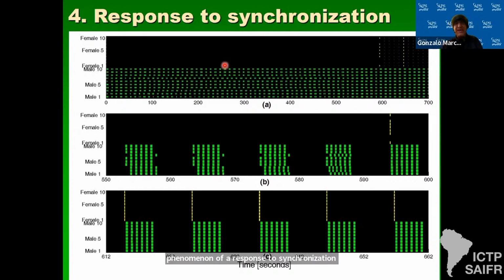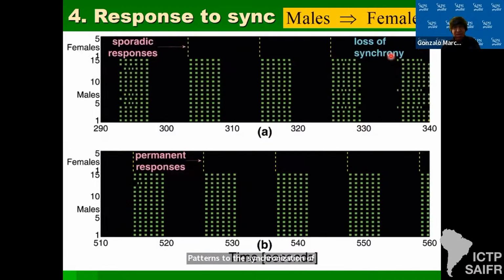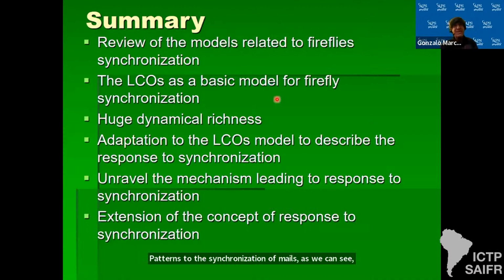We can see that it works for any number of males or females. As we can see here, normally the males synchronize. The females cannot synchronize, but they can respond in a simultaneous way or following some ordered patterns to the synchronization of males, as we can see in the other figures. And just to summarize, I want to say that this is a review of the firefly synchronous behavior and the modeling of such behavior. We have a huge richness of dynamical behavior.